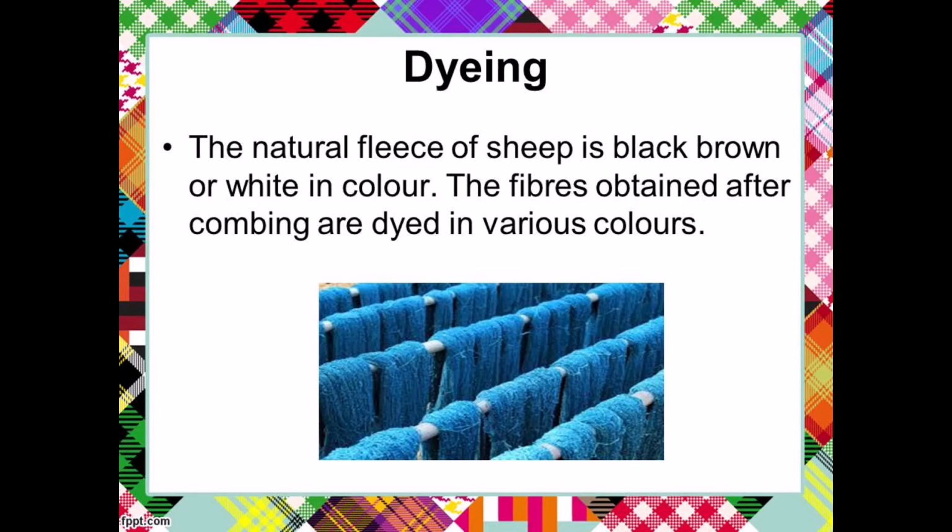Next step is dyeing. We know that the natural fleece of sheep is black, brown, or white in color. So, these fibers obtained after combing are dyed in various colors.